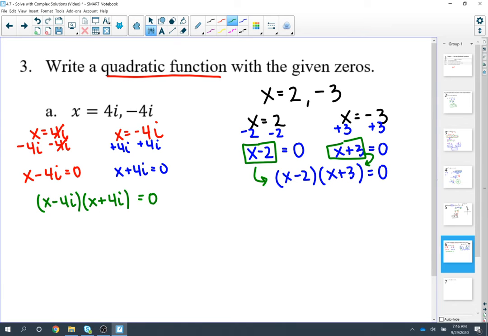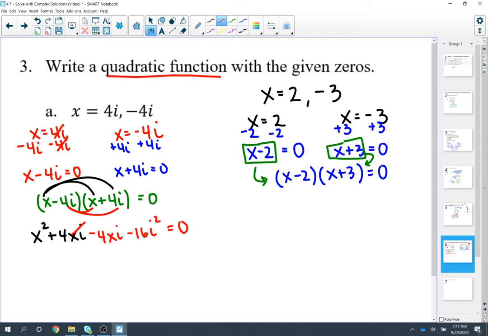Now, it says write a quadratic function with the given zeros. This is a quadratic function, but we are going to take the time to put it in standard form. So then I'm going to distribute. X times x is x squared. X times 4i is positive 4xi. Does not matter if you write 4ix. Negative 4i times x is negative 4xi. Negative 4i times positive 4i is negative 16i squared.